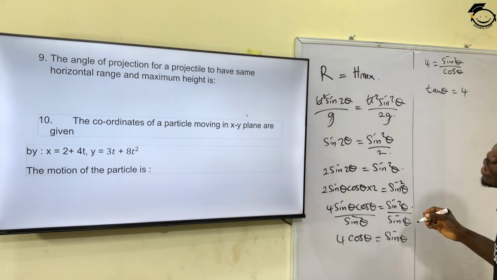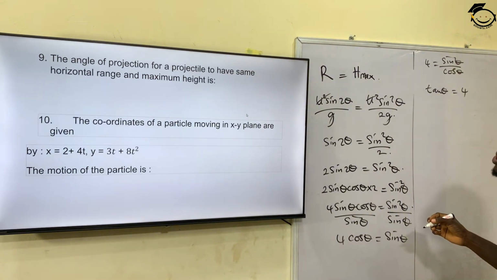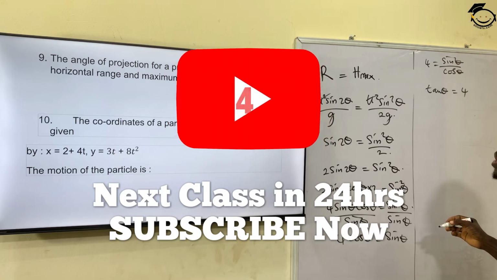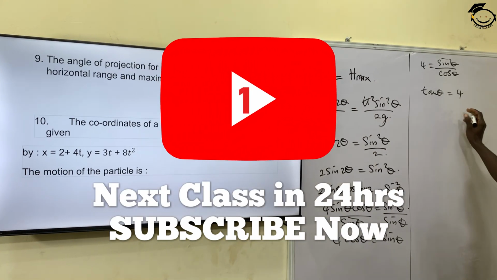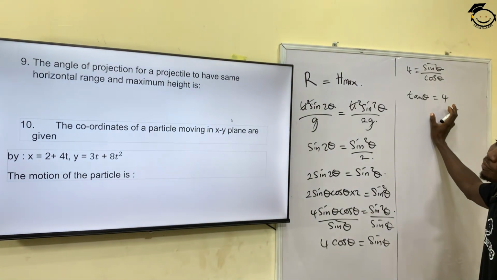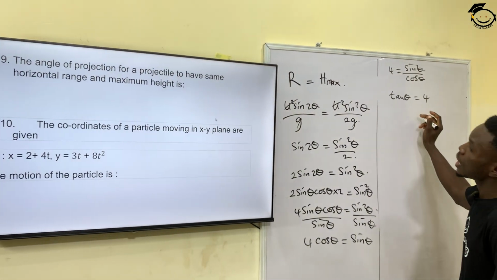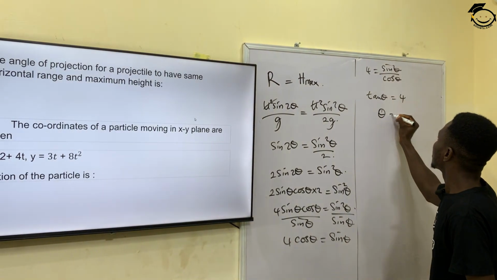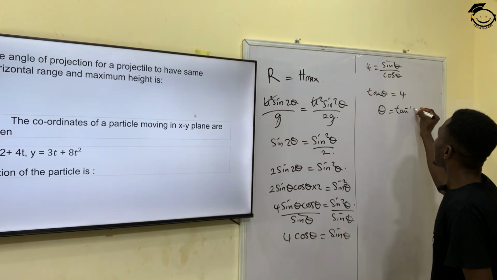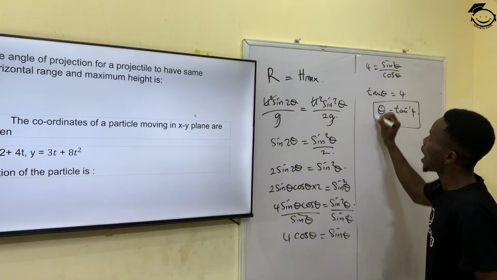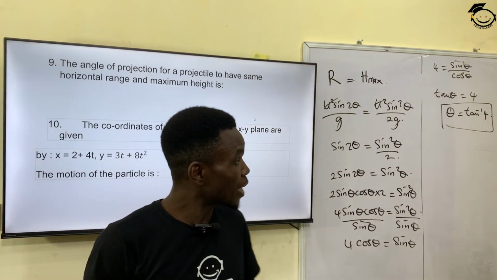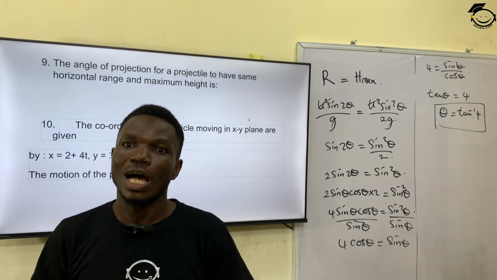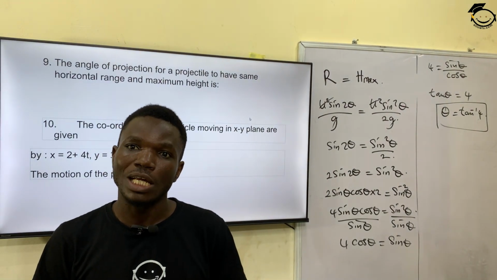And in this question, they're asking for the angle of projection for a projectile to have the same horizontal range and maximum height. So the angle of projection for your projectile to have the same range and maximum height, which is theta, is equal to tan inverse of 4. So this will be the answer. Ordinarily, you cannot have tan inverse of 4, but in the case of this question, this is the final answer: theta equals tan inverse of 4.